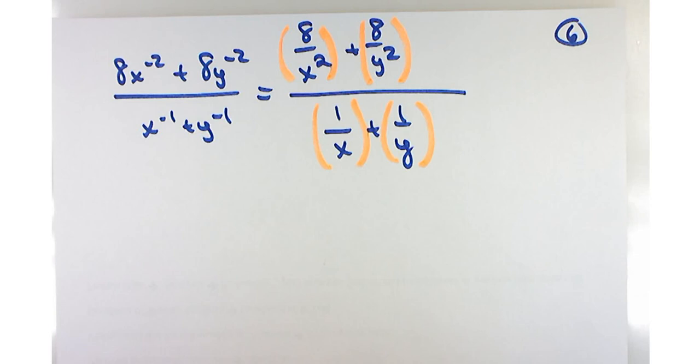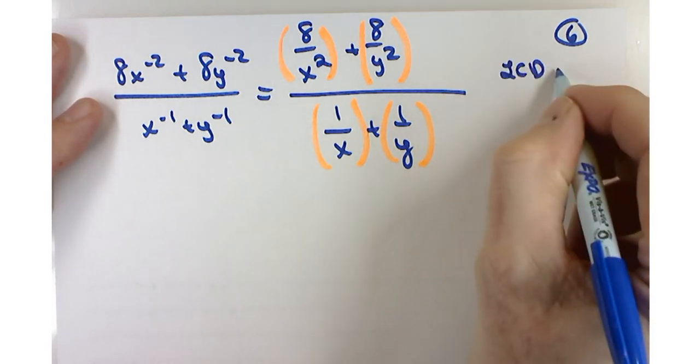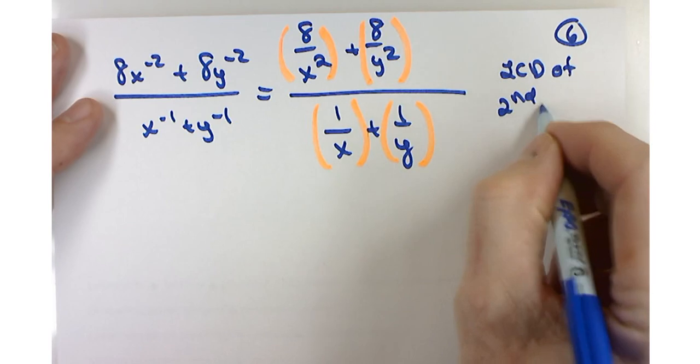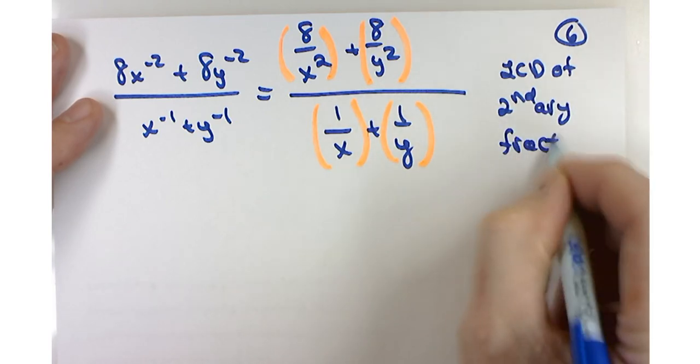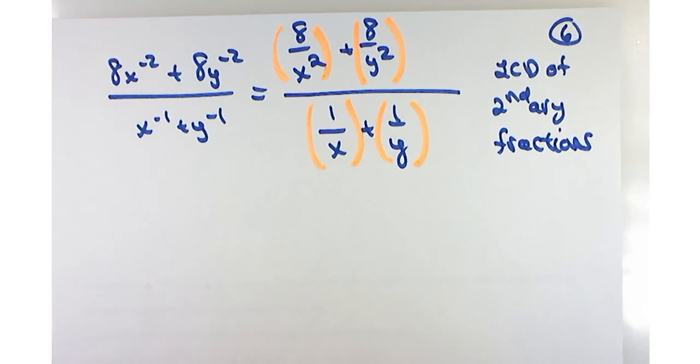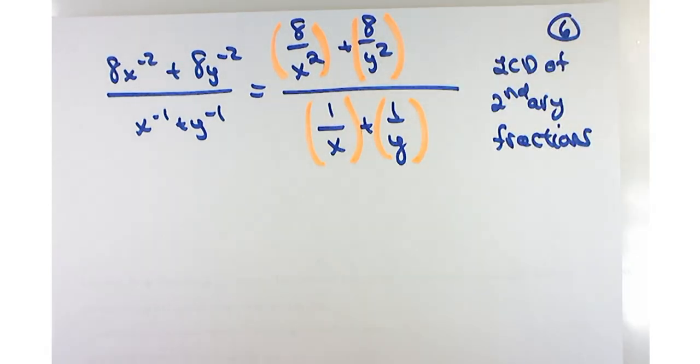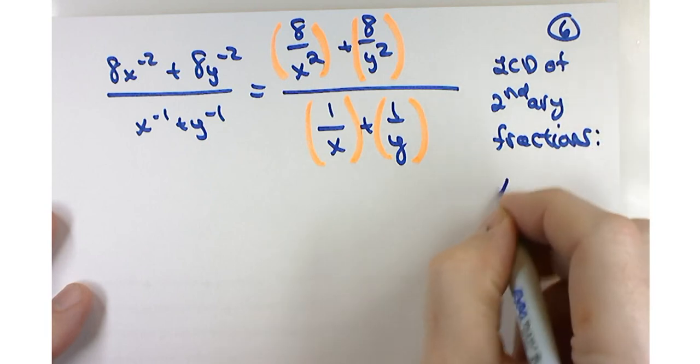So I need the LCD of those secondary fractions. And it's a little bit more than just x and y. Is it 8xy squared? 8's not going to be part of it because 8's not in the denominator. What would be the LCD there? More than x squared, y squared? Yes, well done. So the LCD is x squared, y squared.